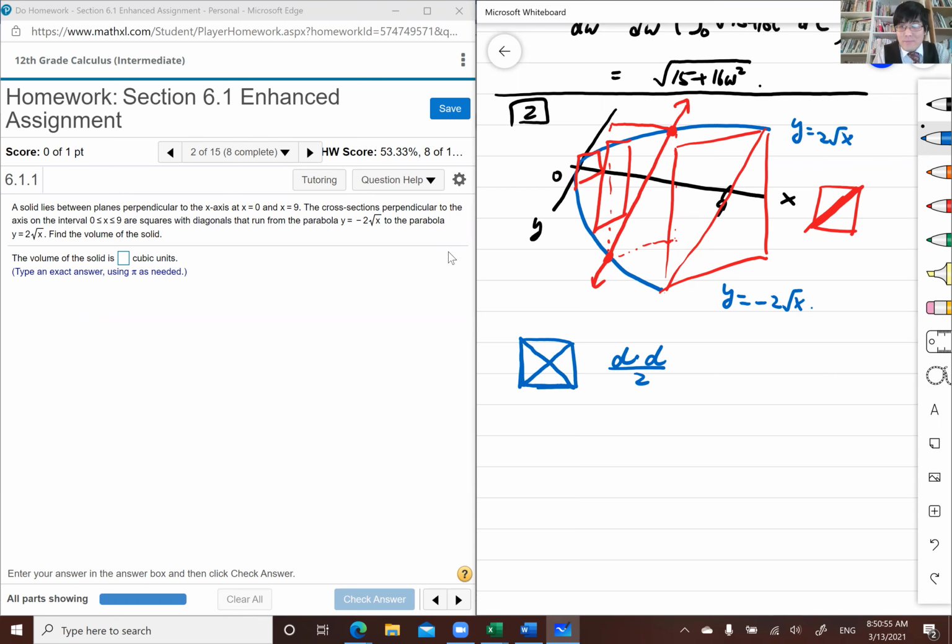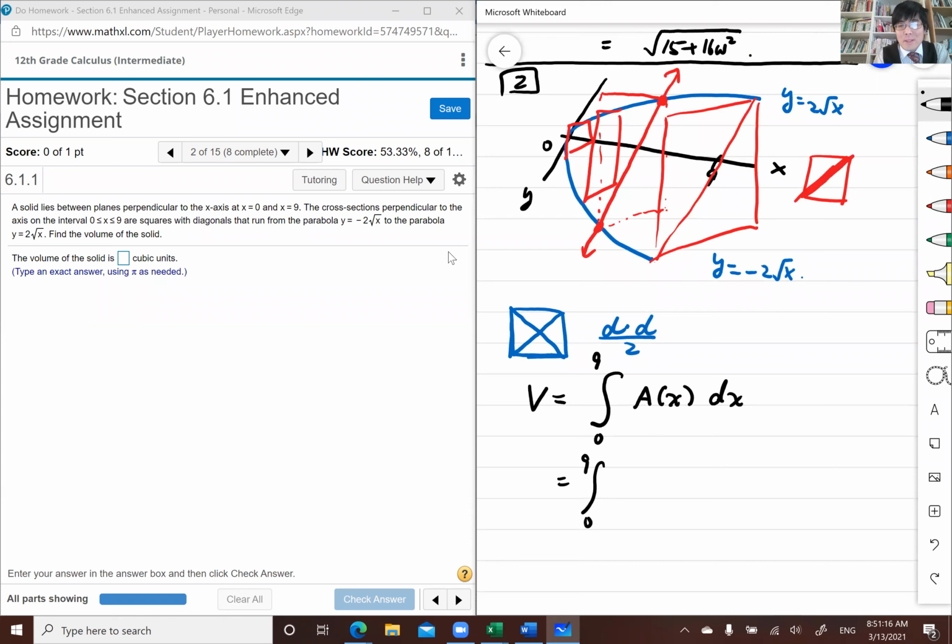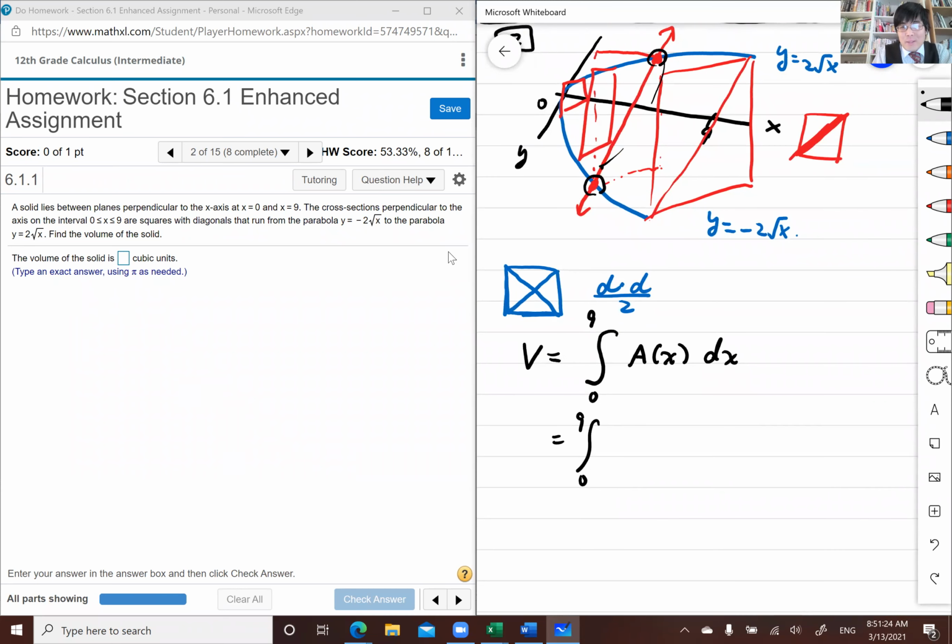So volume will be the integral of the cross-sectional area where x is 0 through 9. And the cross-sectional area is, the diagonal length will be the y coordinate of this point minus the y coordinate of this point. That's going to be the length here. So the length here is going to be 2 square root of x minus negative 2 square root of x. That's the length of the diagonal. Square the diagonal and divide it by 2 to find the area of the square.